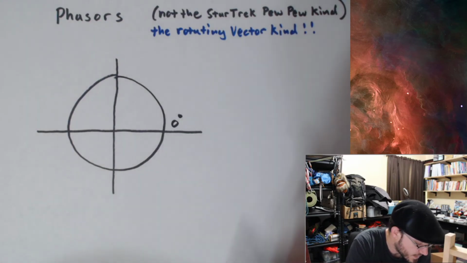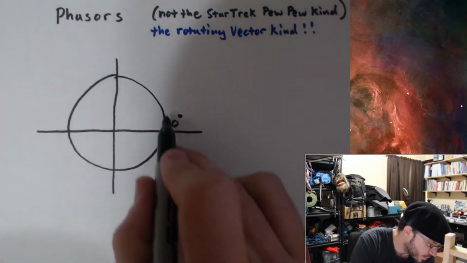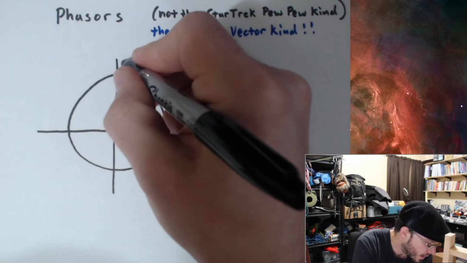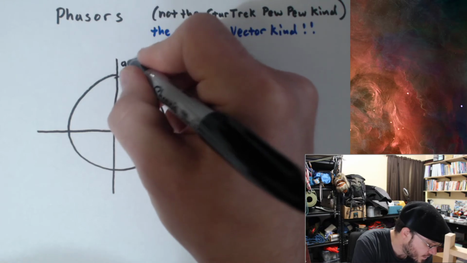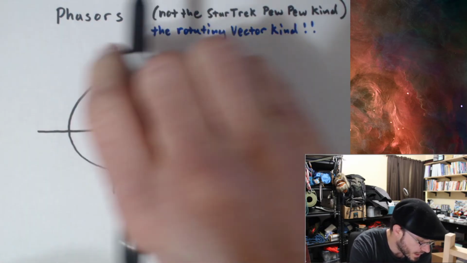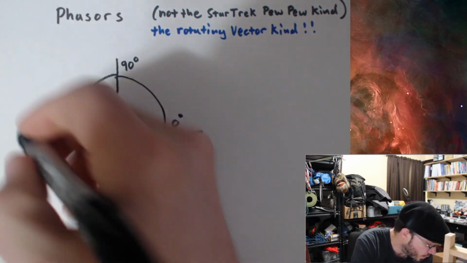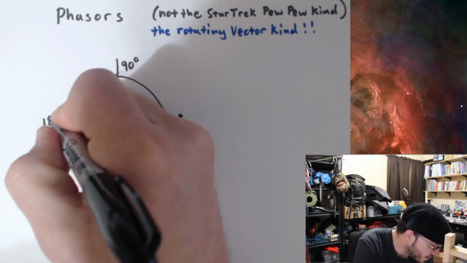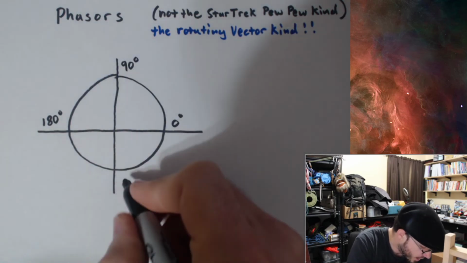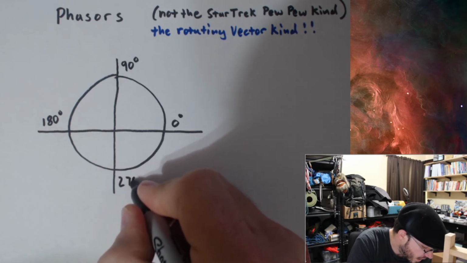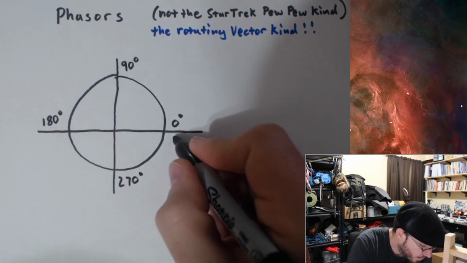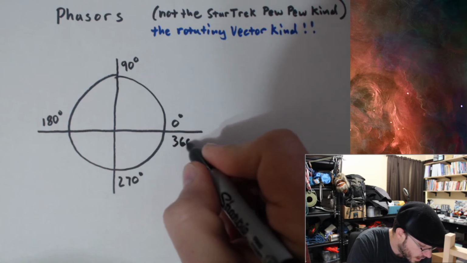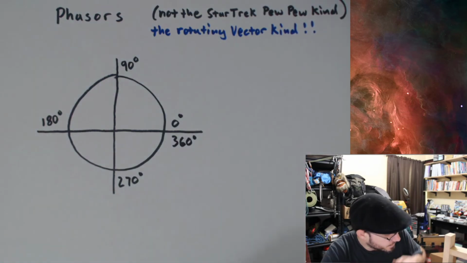at what we would say is 0 degrees. And as we rotate around this circle, we hit up here at 90 degrees, where we change our angle by 90 degrees. We keep on going, we hit 180 degrees. And we keep going again. We hit 270 degrees, and come full circle, we hit 360 degrees.